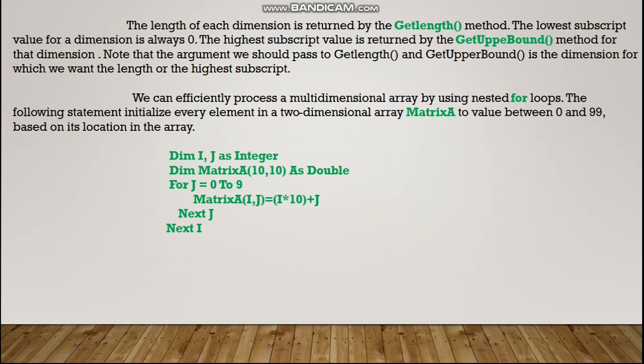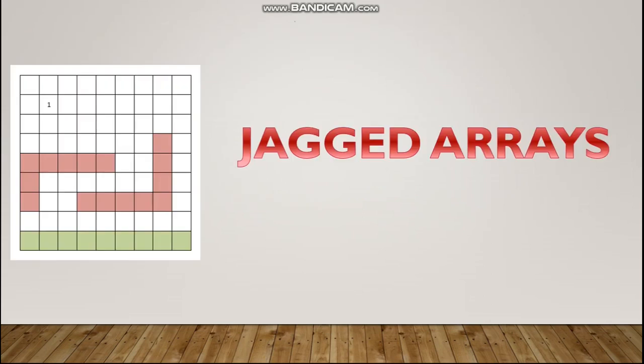Dim i, j As Integer, Dim matrixA(10, 10) As Double, For i = 0 To 9, For j = 0 To 9. matrixA(i, j) = i * 10 + j. Next j, Next i. In this example, matrixA holds values between 0 and 99 based on its locations in the array.